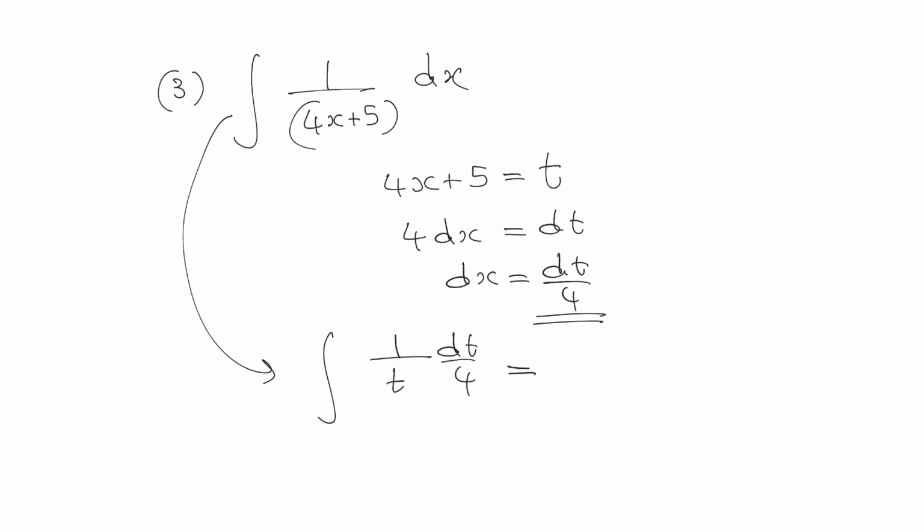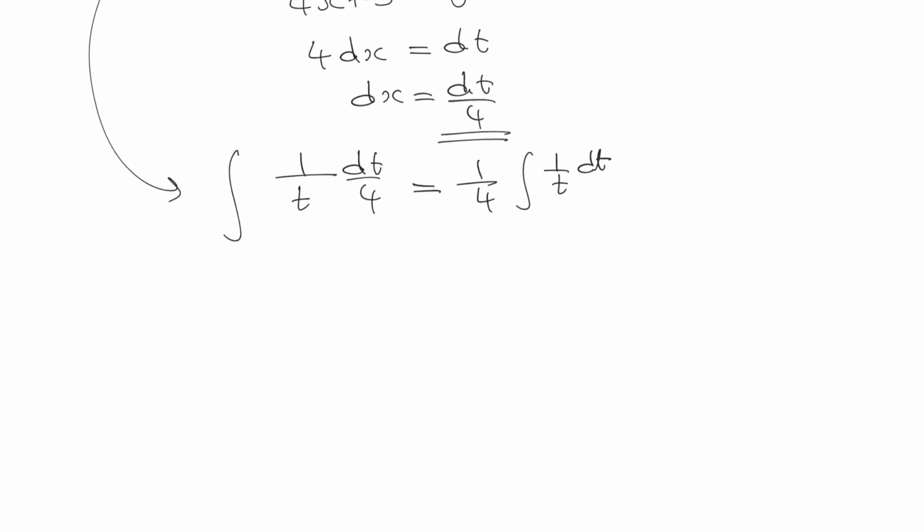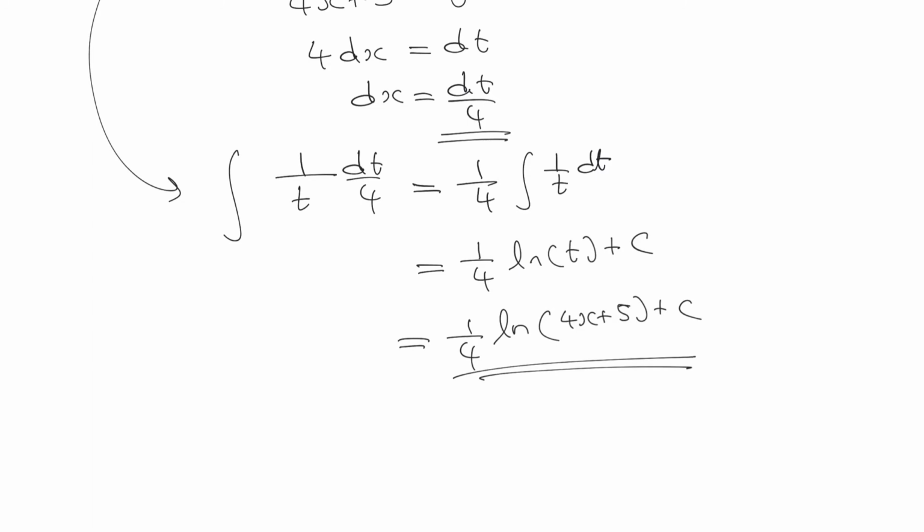So we can write it in the form of 1 by 4, which is a constant, into integration of 1 by t dt. We know that integration of 1 by t dt is nothing but ln of t. So you can write it as 1 by 4 into ln of t plus constant of integration c. Or you can write the final answer will be equal to 1 by 4 into ln of this t, which was nothing but 4x plus 5, plus constant of integration c. So this will be our final result.